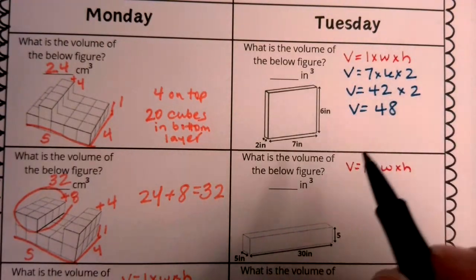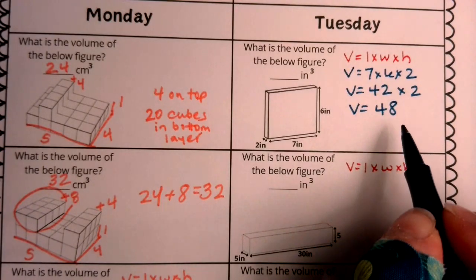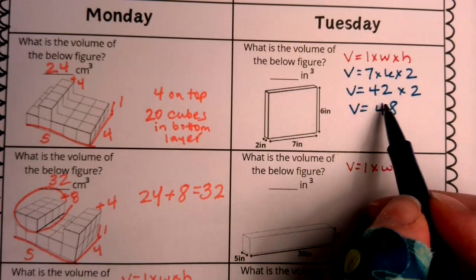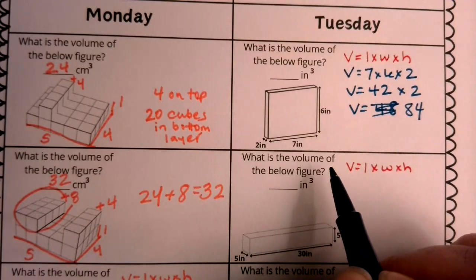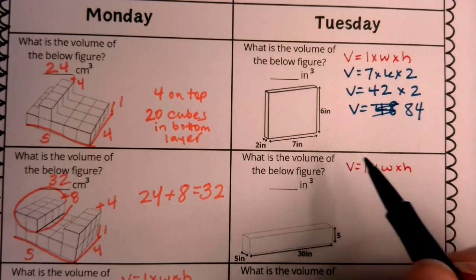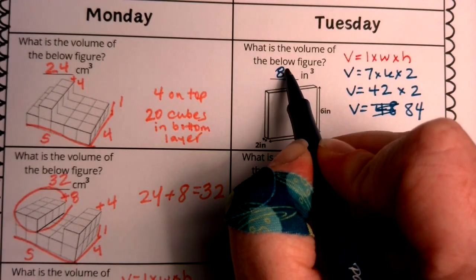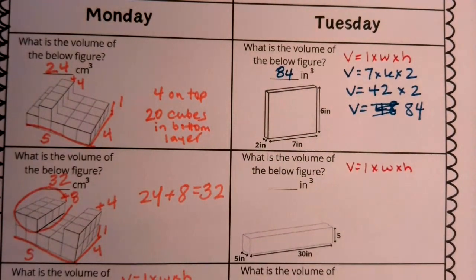So we are going to have a volume of, actually, rewind. 42 times 2 is going to give us 84. Now we've got it. This is going to be a volume of 84 inches cubed.